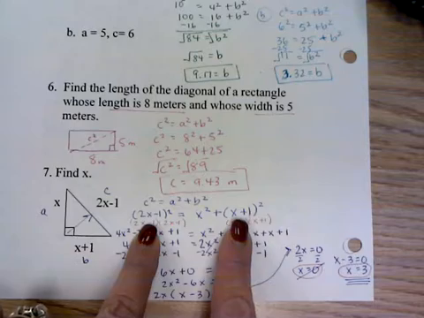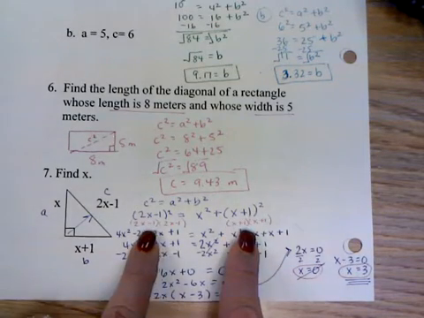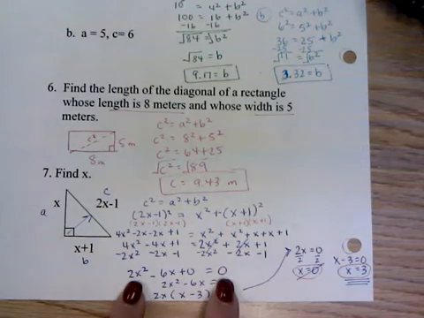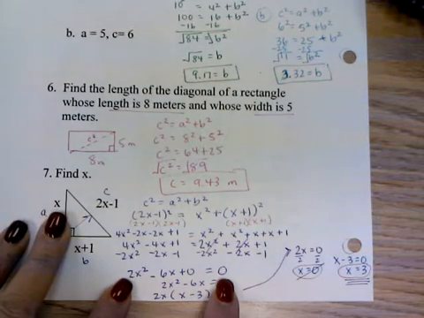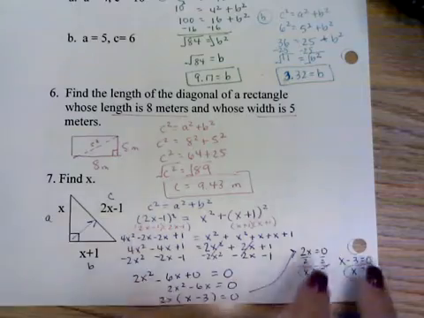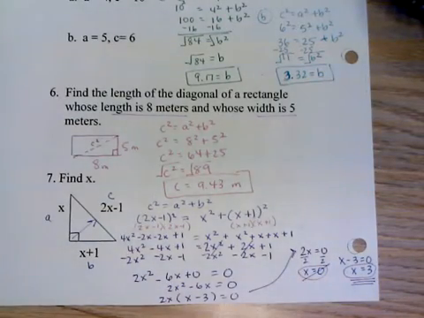Again, I just squared each side. Again, I just FOILed. I grouped all my terms to the one side to equal 0. Want to keep my x squared positive. Then I just GCF'd, set each equal to 0, and solved.